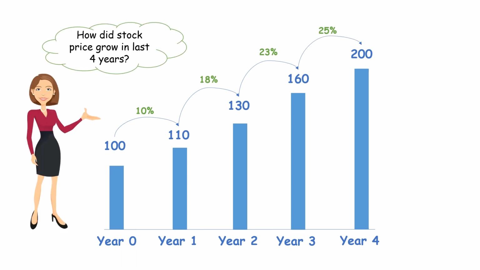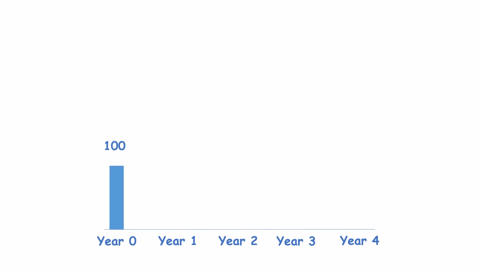So let's say a friend of you comes to you and asks, how did your stock price grow in last 4 years? Would you say that, hey, it increased by 10% in first year, 18% in second year, 23% in third year, and finally 25% in fourth year? Do you see the problem here? It's very difficult to communicate this growth year over year. What if there was easy way to communicate this?